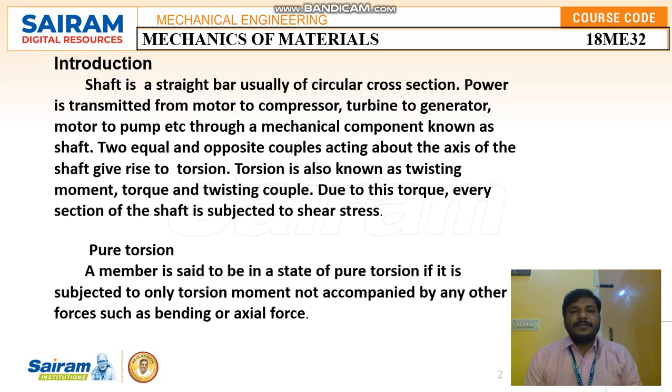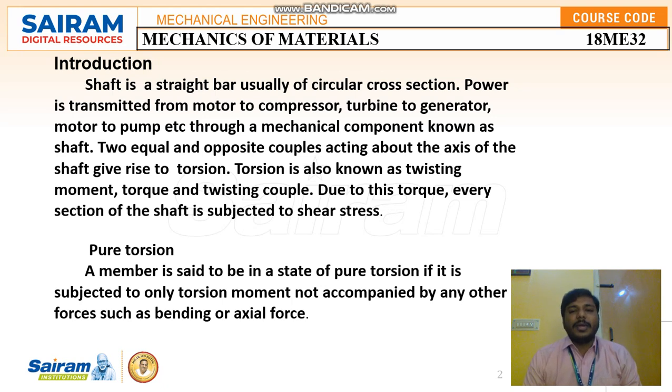Mainly, where are we going to use the shaft? The shaft is used to transmit power. The power is transmitted from motor to compressor with the help of the shaft only. Again from compressor to the turbine, again with the help of the shaft only, the power can be transmitted. The same power can again be transmitted through the shaft itself from turbine to the generator. So from motor to pump.